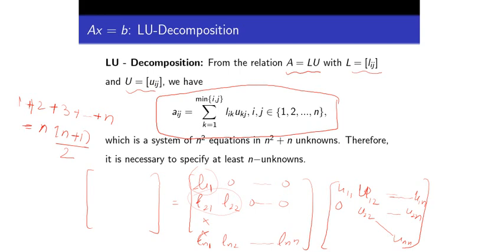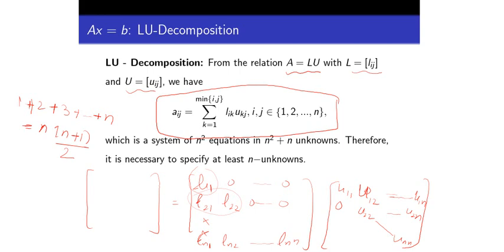So you will get a system of n square equations, but you have n square plus n unknowns. So to find the solution, that is, for finding the LU decomposition uniquely, at least n unknowns need to be specified. Then you will have n square equations in n square unknowns, and it can be solved.